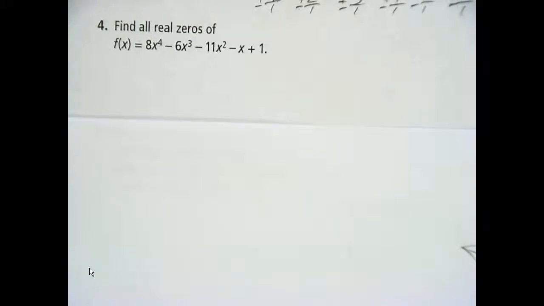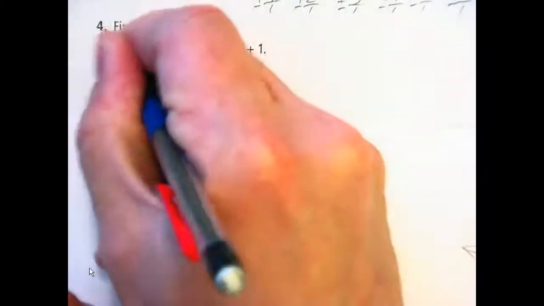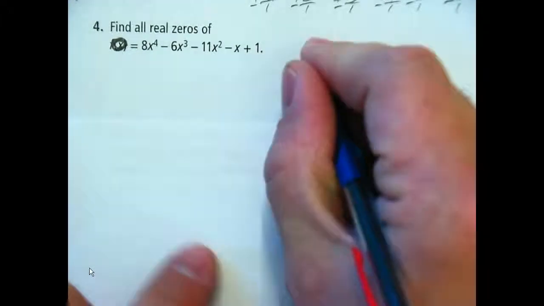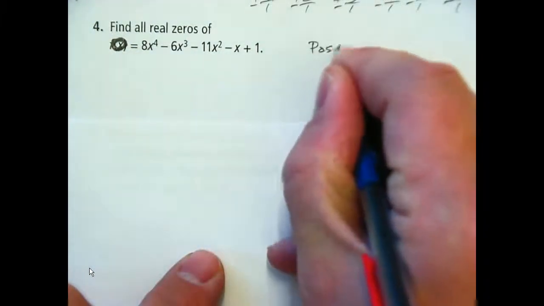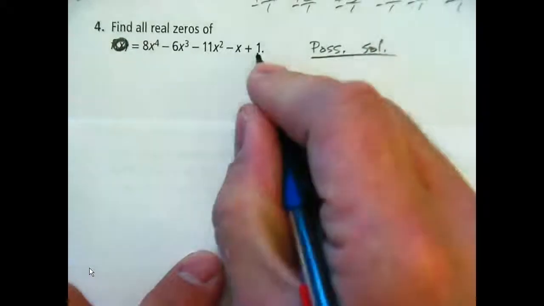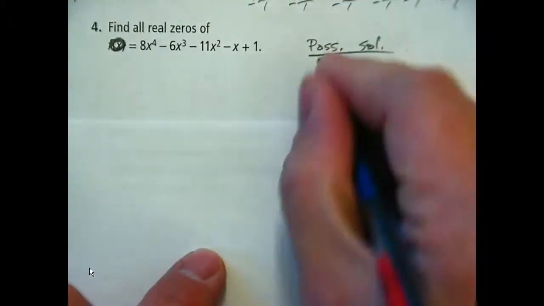That's a lot of zeros. Well, it's not a lot, but it's a messy bunch of zeros, I guess. So you're trying to find the zero, so we set this equal to 0. And then we say, well, possible solutions. C's easy. It's just 1.